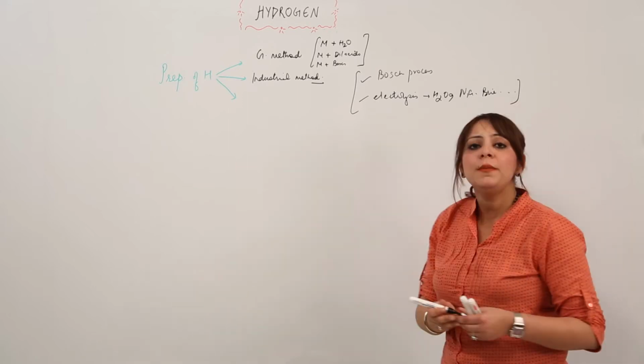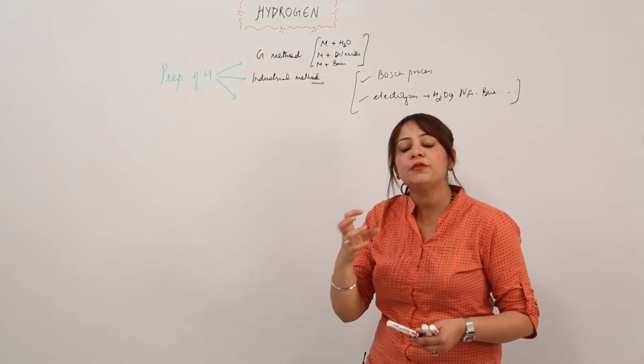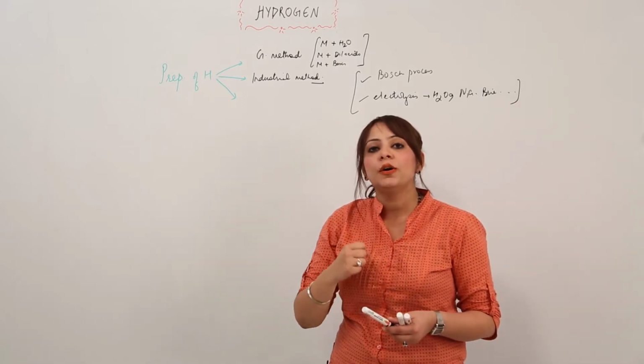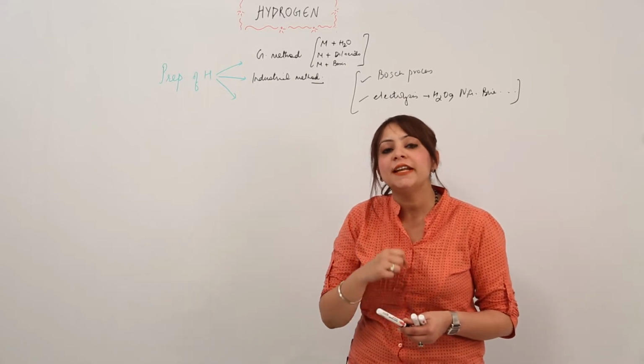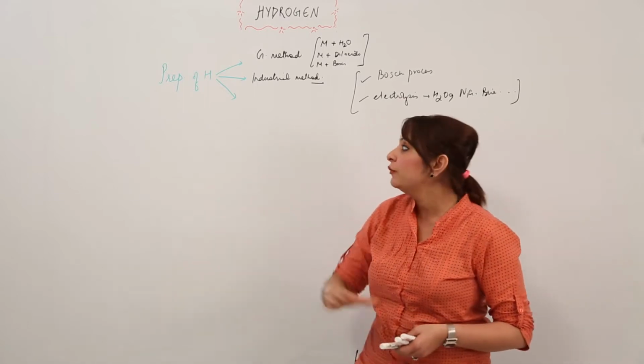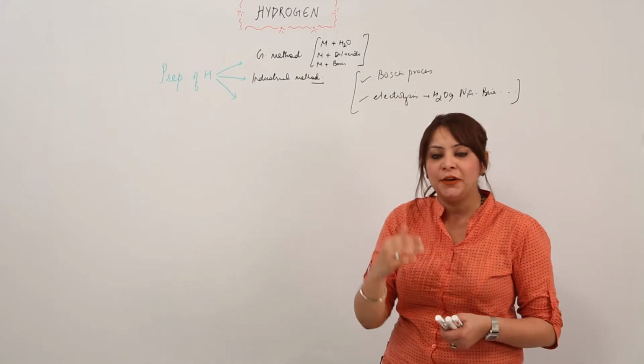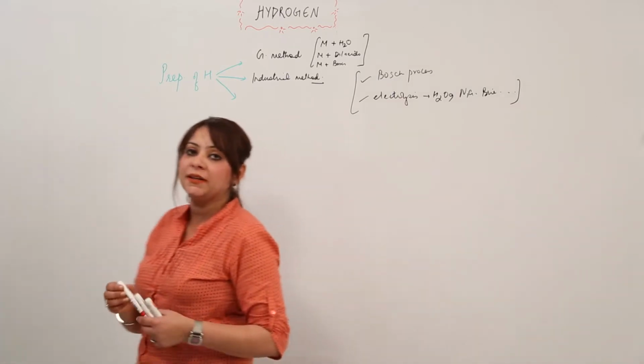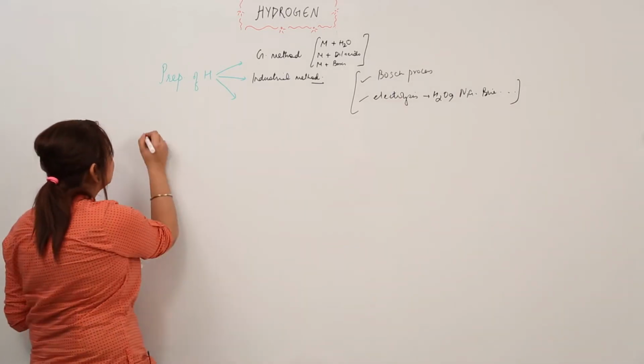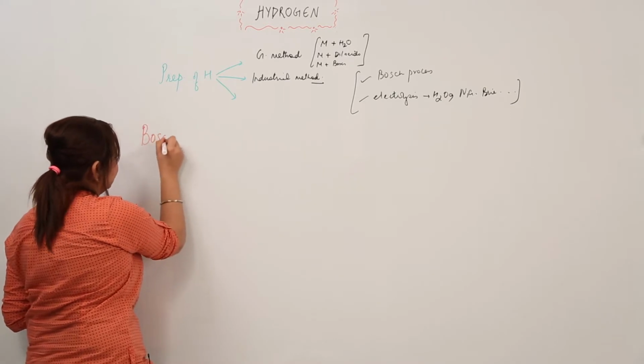So there are a few substances on which you can carry out electrolysis, and they lead to the formation of hydrogen. We'll be taking up these methods separately. So starting with the first method of industrial preparation, that is the Bosch process, right?